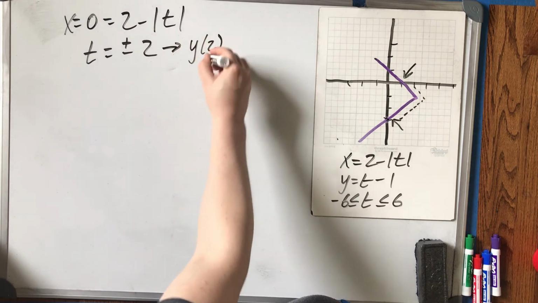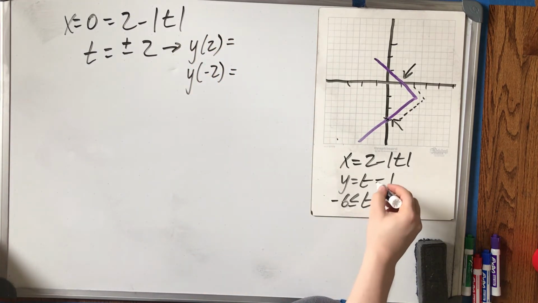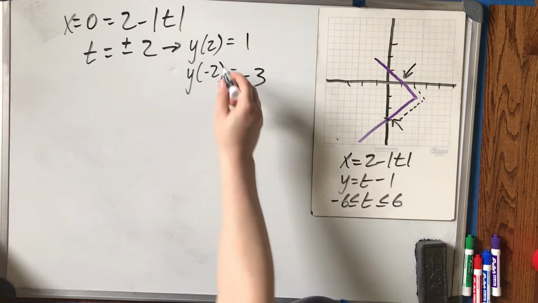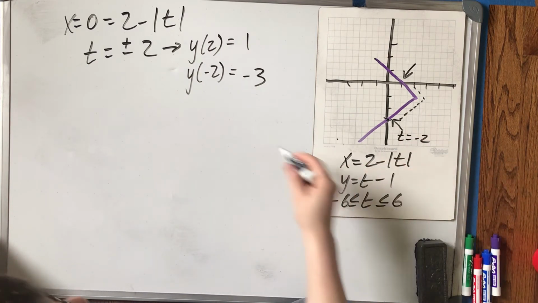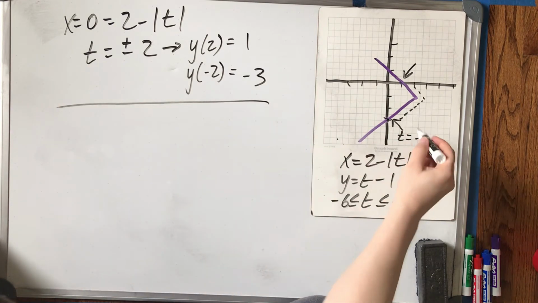So I'm going to plug in y for positive 2 and y for negative 2. So I'm going to end up with a positive 1 and down here a negative 3. So it makes more sense that it's t equals negative 2. So I can say this is going to be t equals negative 2 because I know that this is definitely below the axis. So this is negative 2.